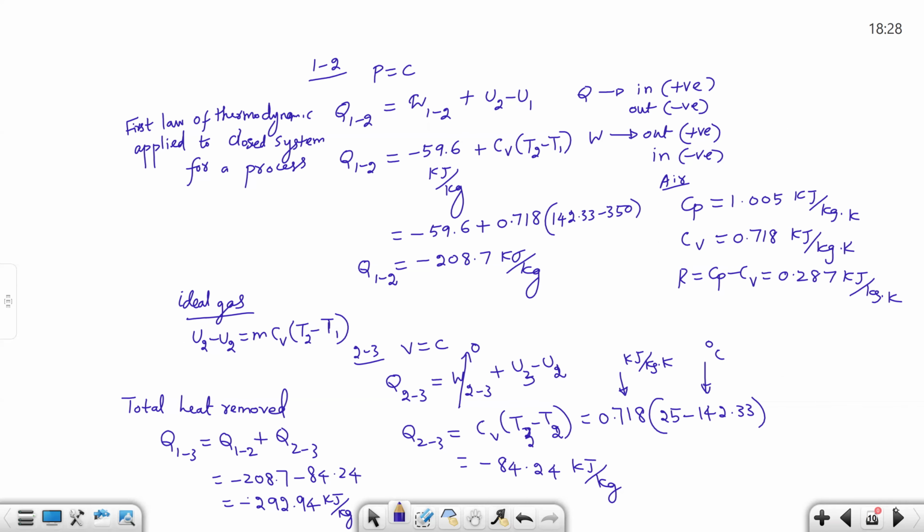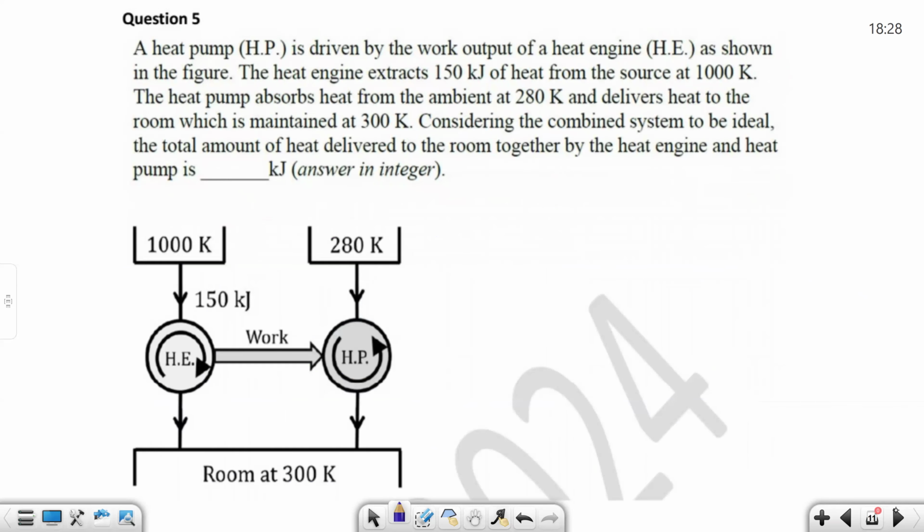So now we go to the next question. A heat pump is driven by the work output of a heat engine. So there will be a work output which will be supplied to the heat pump. So the work output will be equal to the work input to the heat pump. Maybe this we take it T1. So this we take it Q1.